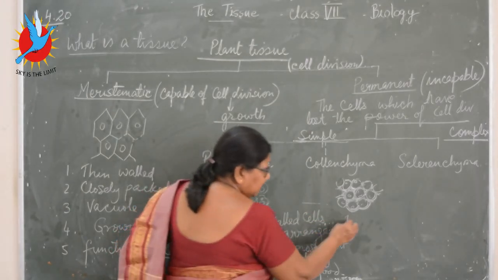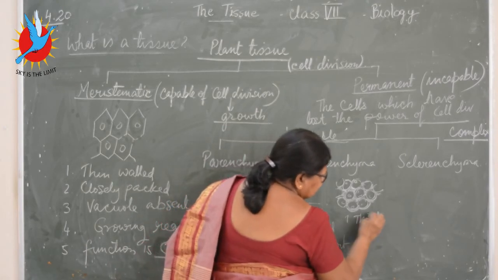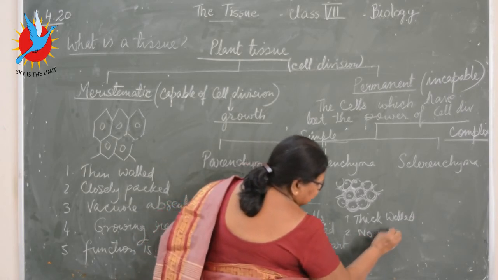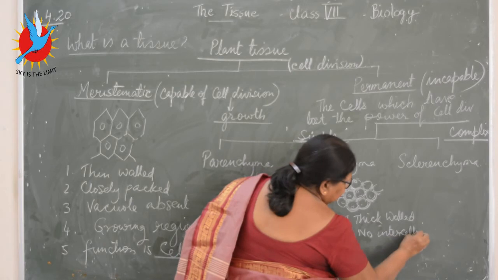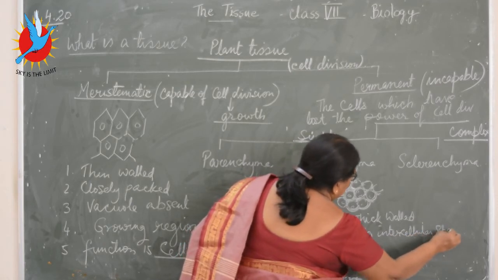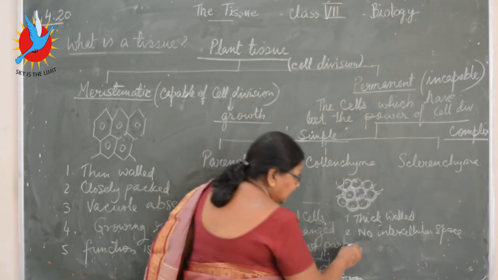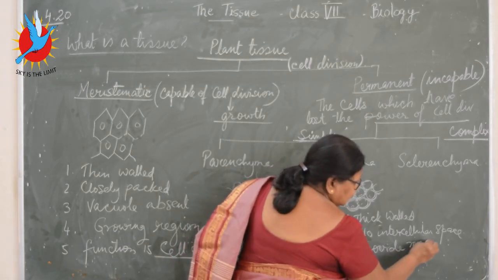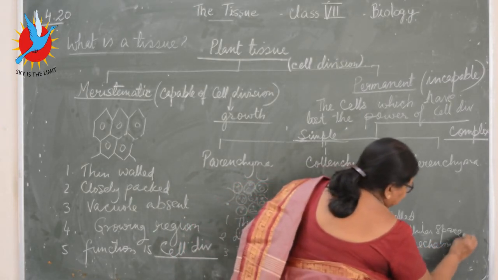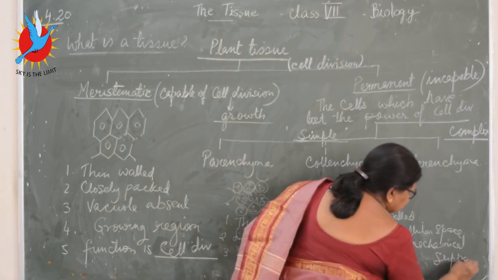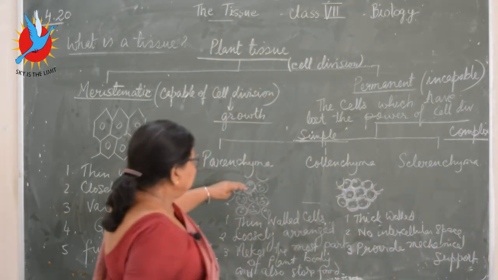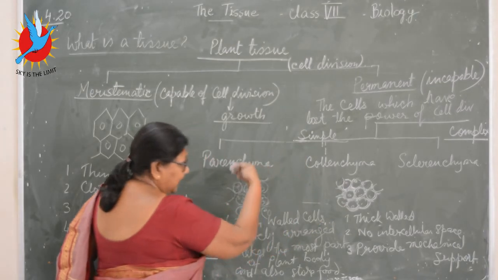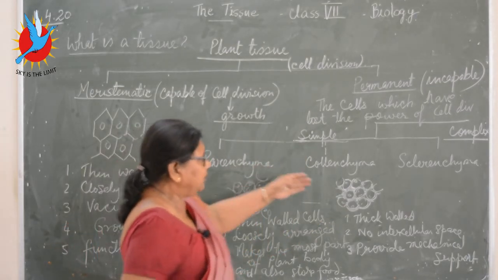So what do we write here? Thick walled, no intercellular space, and third point, provide mechanical support. So the difference between the two: thin-walled, thick-walled; they make the bulk of the plant body and store food, and they provide mechanical support.